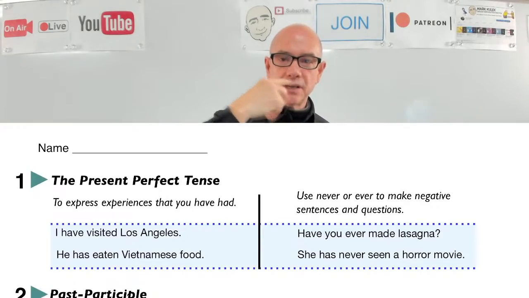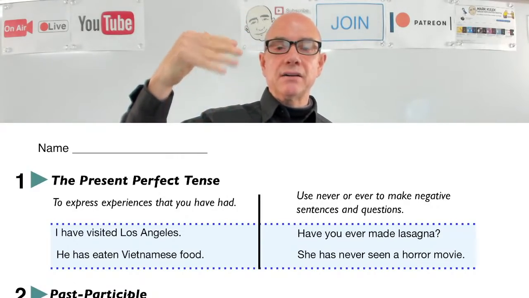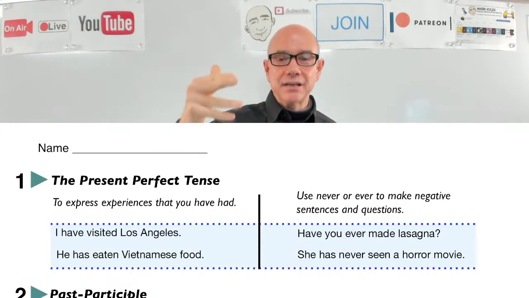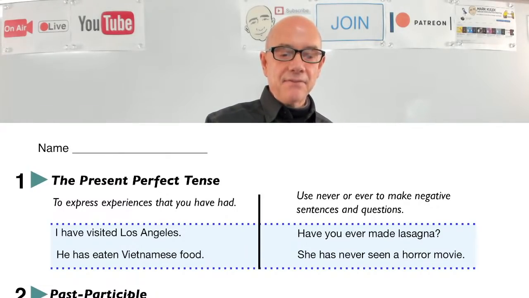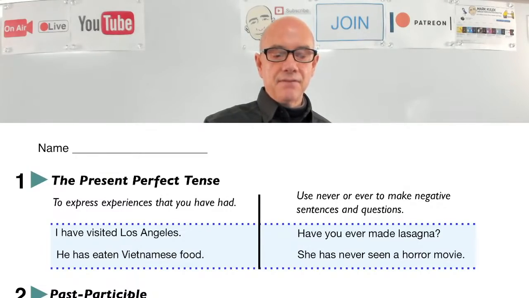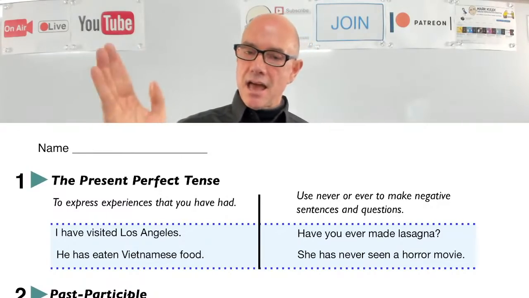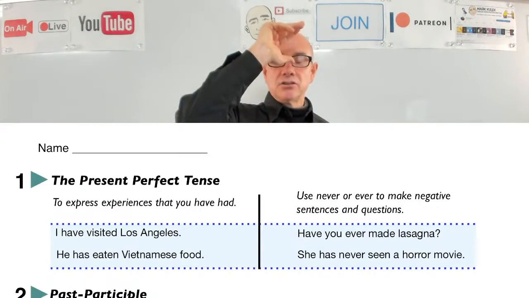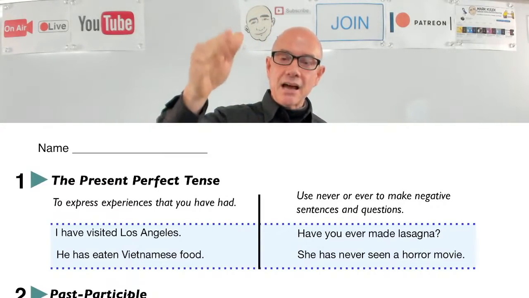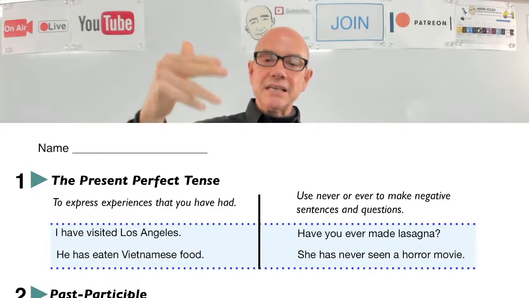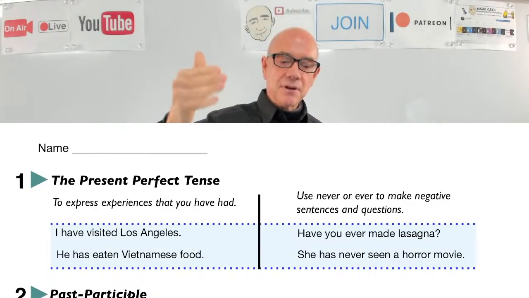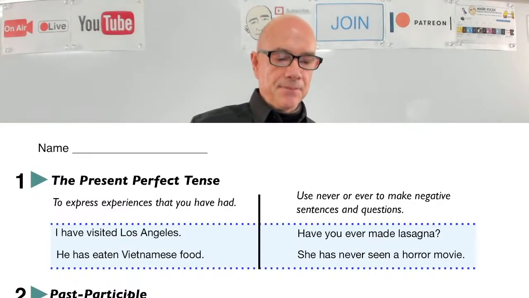We use the present perfect to talk about our experiences in our life. Here, we use never or ever to make negative sentences and questions. For example, the question: have you ever made lasagna? I'm asking you a question. Have you done this in your life? Have you experienced this in your life? Have you ever made lasagna?